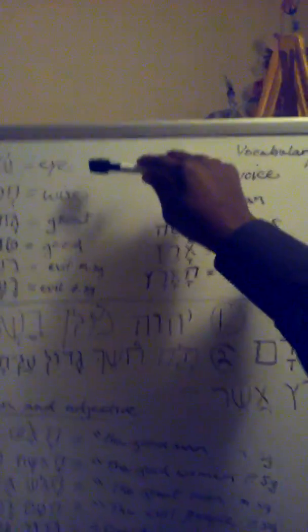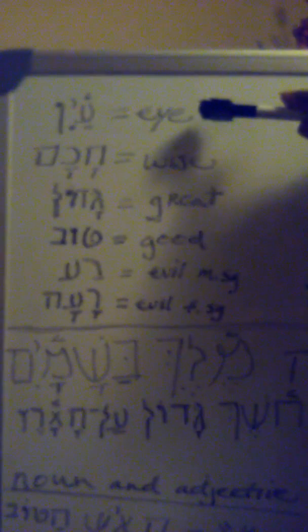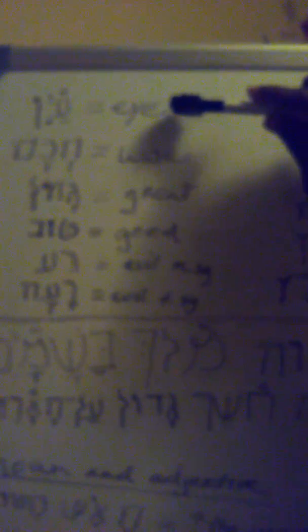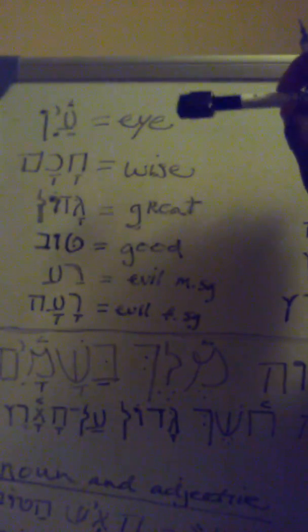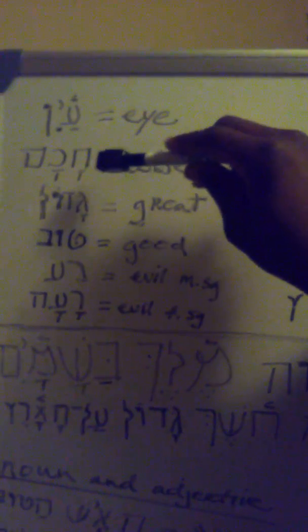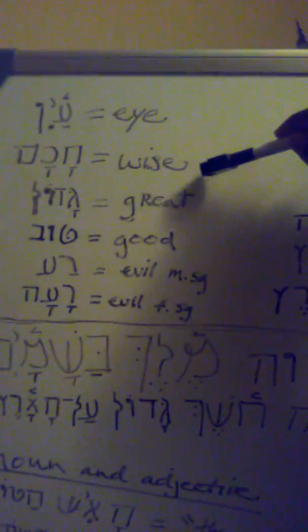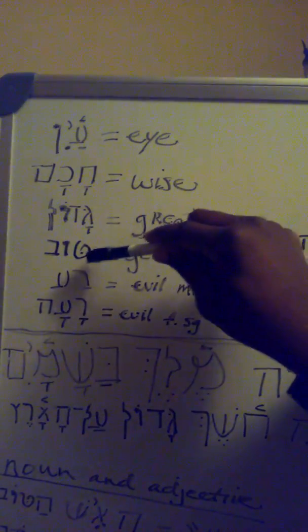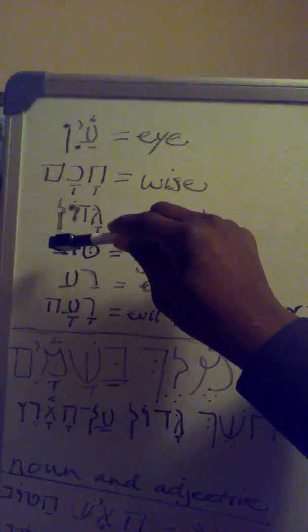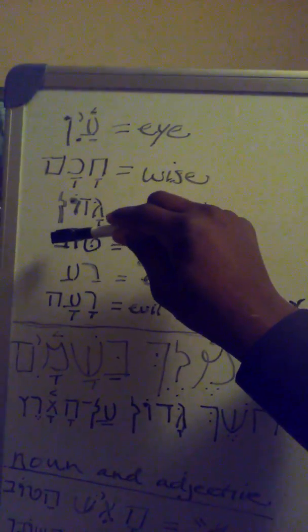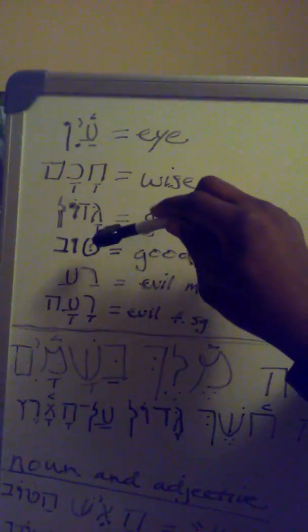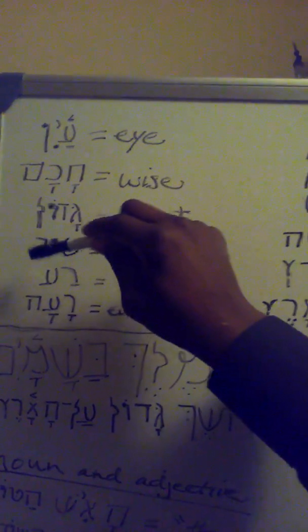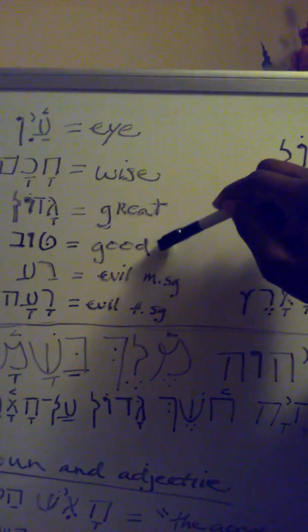The first word is for eye, not as the pronoun I, but eye as in I see with my eyes. And that word is ayin. Then we have adjective words, hakam, which is wise. We have gadol, which is great. We have tov. Notice there is no dagesh forte or dagesh lene in the bet, so it makes the V sound. So we have tov, which is good, another adjective.